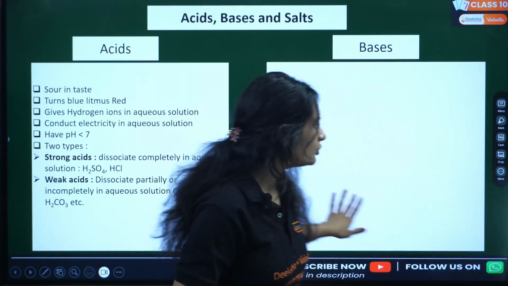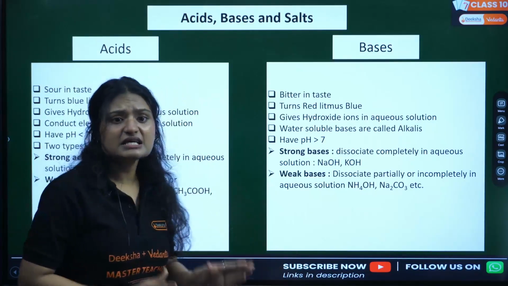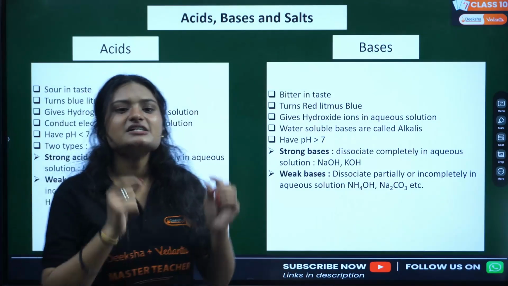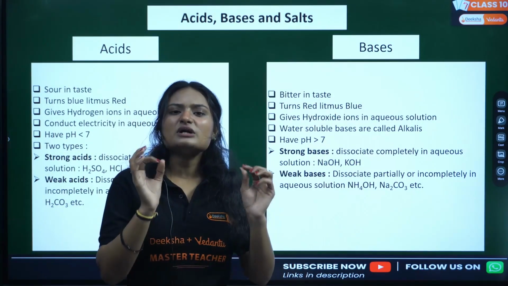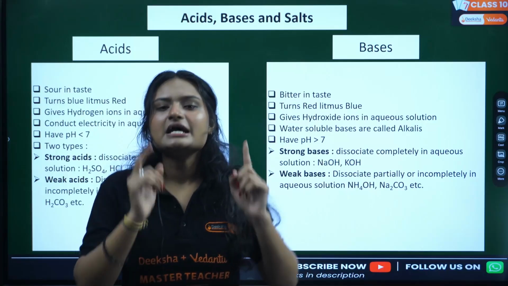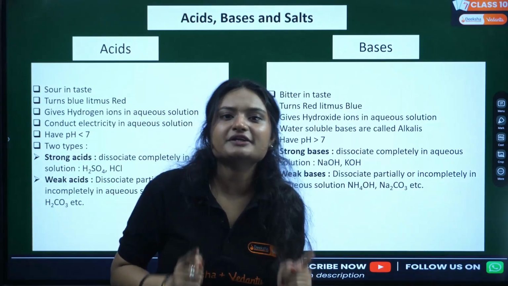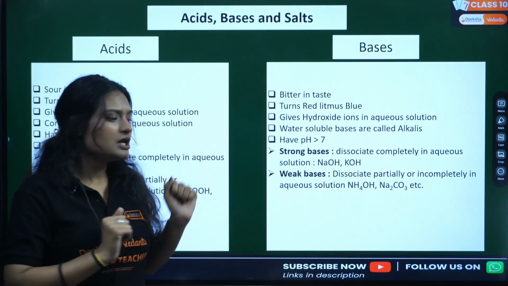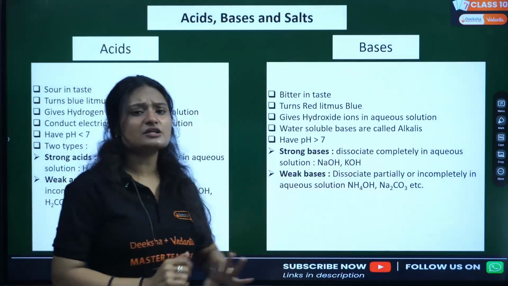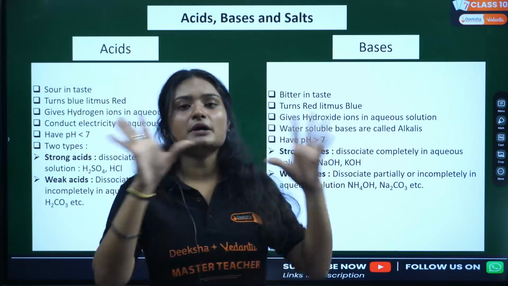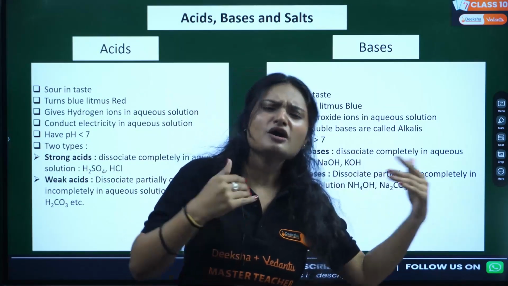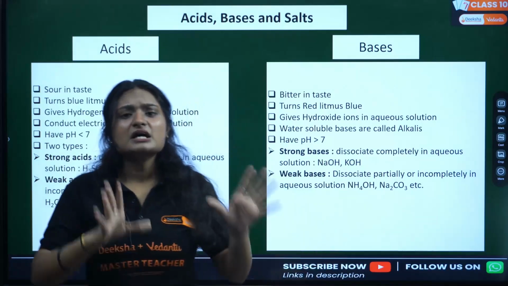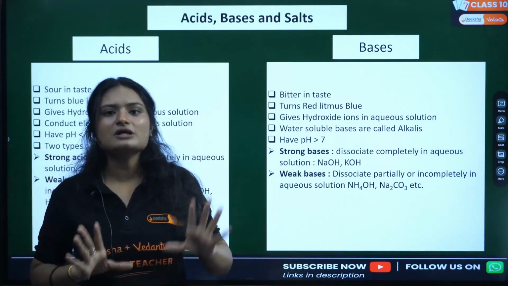What about bases? Bases are bitter in taste. They turn red litmus blue. And what kind of ions are given by bases? Yes, they give OH negative, that is hydroxide ion. Now, water soluble bases are called alkalis. We have bases that may or may not be soluble in water, but the water soluble bases are called alkalis.